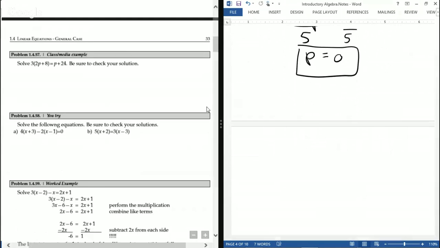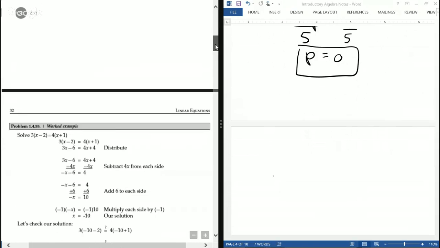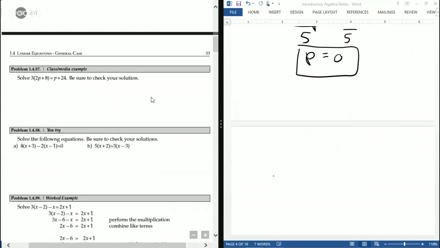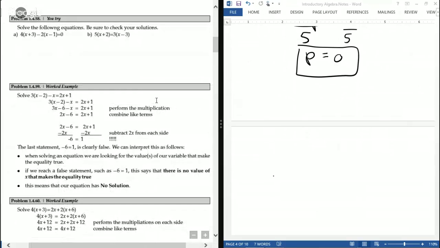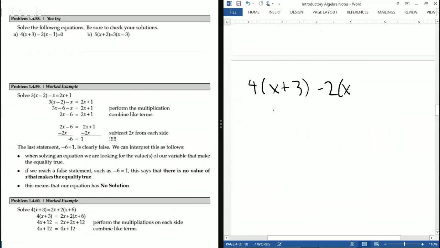The next two problems are designed for you to try on your own. And then what we'll do is go over the solutions to them. All right, pause the video, solve the problems, and then you're going to check our work, make sure we have the same answer and that it's understood. And the first problem is 4 times x plus 3 minus 2 times x minus 1, all equal to 0.